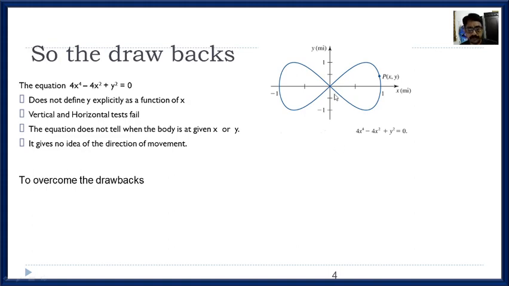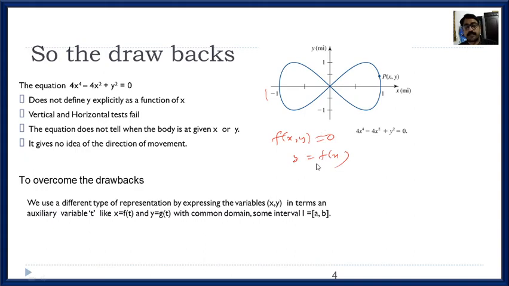So these are the limitations of such curves when written in the form f of x y equals 0 or y equals f of x. To overcome these drawbacks, instead of writing the curve as f of x y equals 0, we write x and y in terms of another variable t, an auxiliary variable which we call the parameter, as x equals f of t, y equals g of t. These equations are called parametric functions, and t is called the parameter.